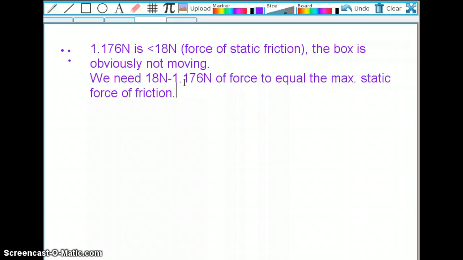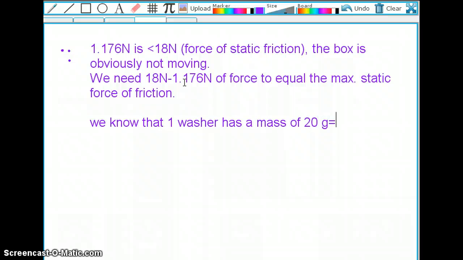Also, another piece of given information, we know that one washer has a mass of 20 grams, right? 20 grams, and we're going to write that again in kilograms because we're always dealing with kilograms in these kind of problems. So 0.02 kilograms, right? We can find out the weight of one washer, right? So the weight of one washer is equal to mg. That's your basic weight formula, right? So I'm just going to write that out. You can do a quick calculation. You can probably plug that into your calculator before me.